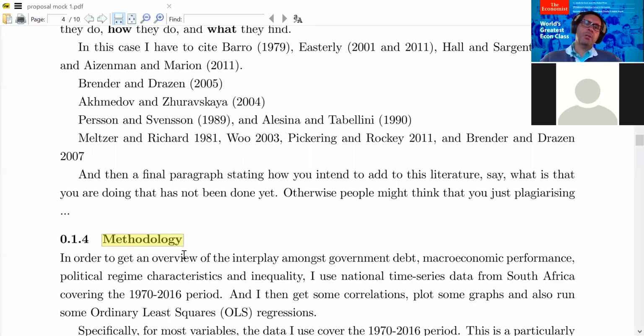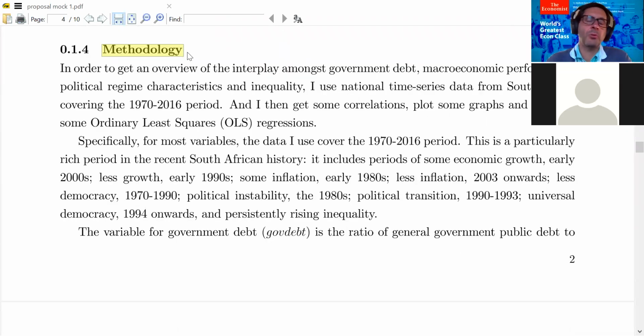Then the next section is methodology and data, right? You can write data and methodology if you want. Okay, I just wrote methodology, but you can write data and method. In order to get an overview of the interplay, that's a good word, interplay amongst government debt, macro performance, political regime characteristics, and inequality, I use national time series data from South Africa, covering the 1970-2016 period, right?